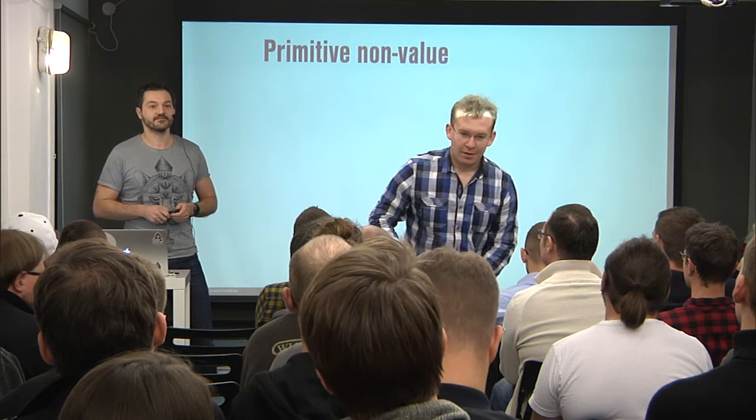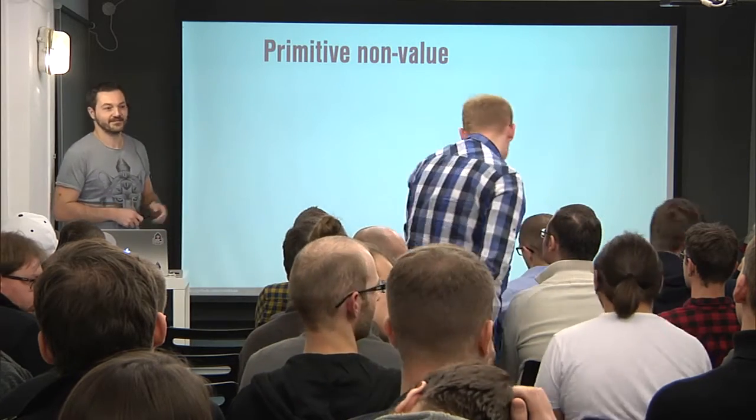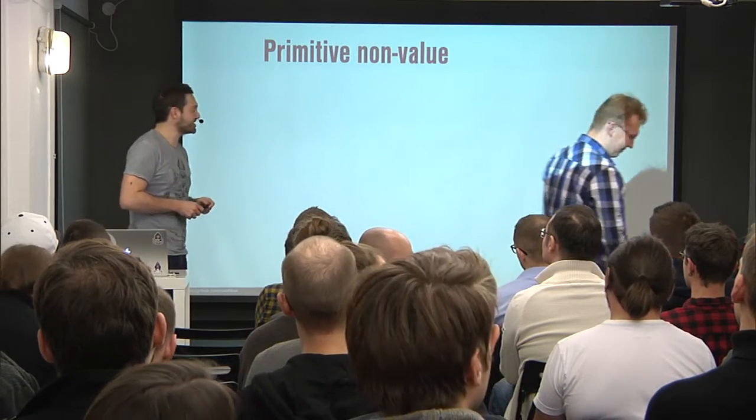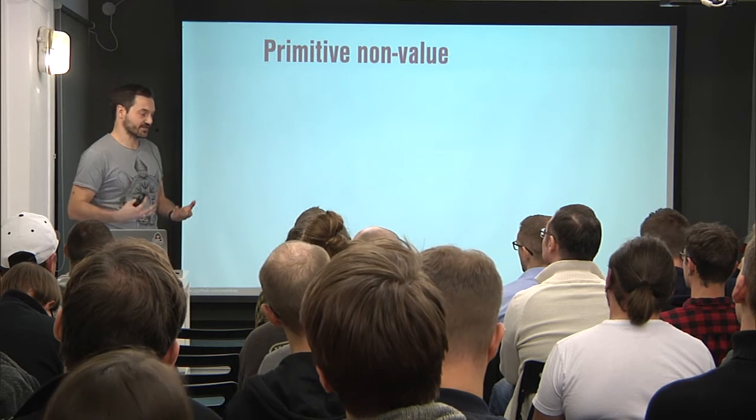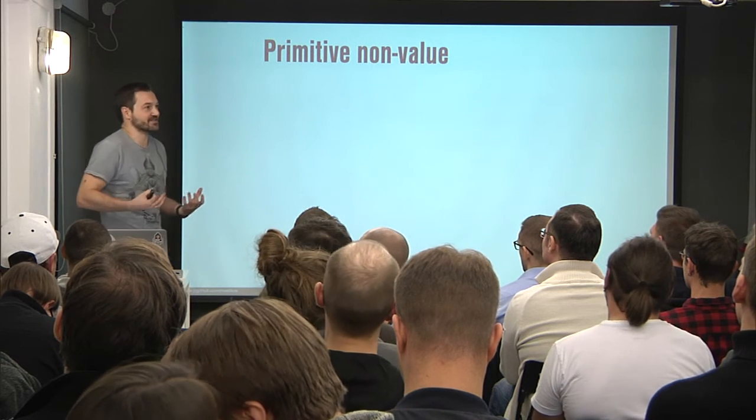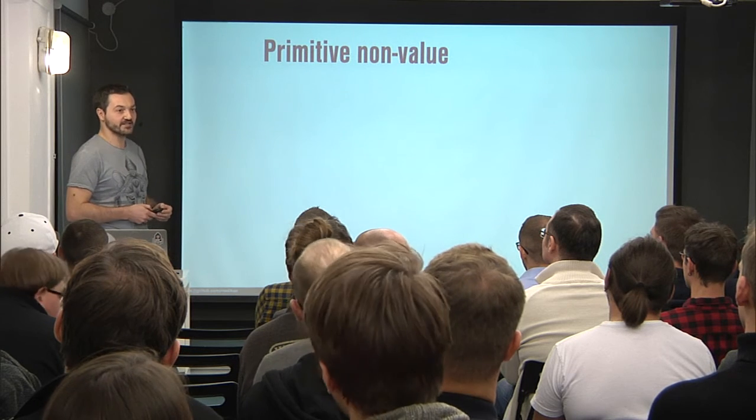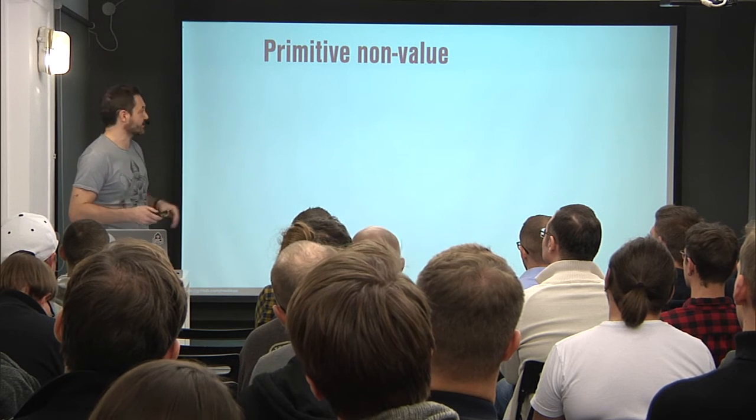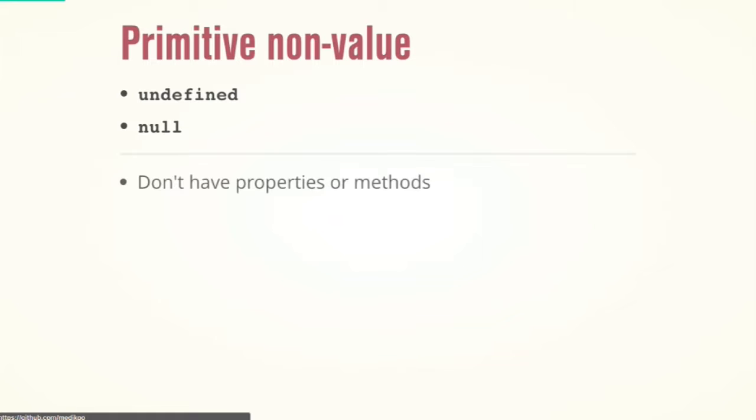Yes. Anything else? No, NaN actually is a type of number. It's actually a number value. It represents some value, although it says it's not a number. But technically, null and undefined represent non-values. So how would we characterize those things?